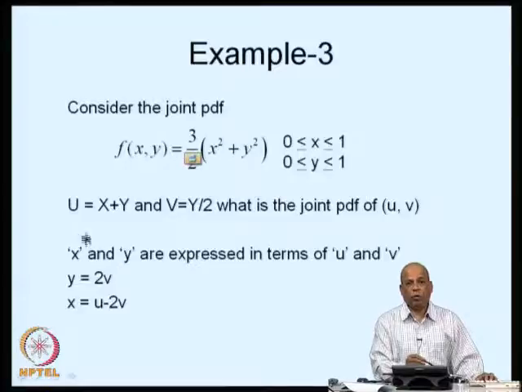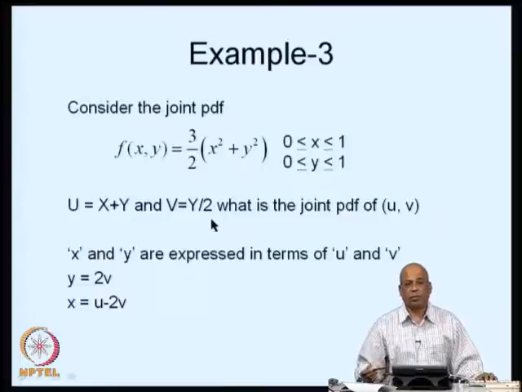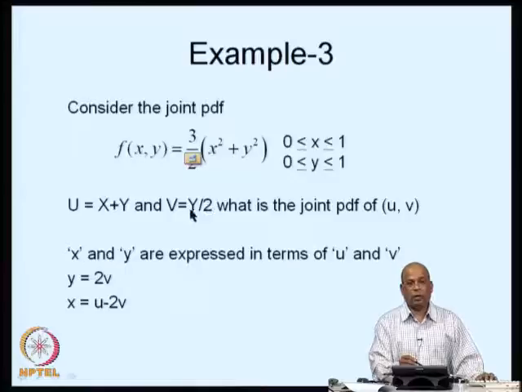Remember here both u and v are functions of x and y, although v does not contain the x term, but in general u and v can be functions of x and y. So, first we will express x and y in terms of u and v. From here, v is equal to y by 2, so we write y is equal to 2v, and u is equal to x plus y, so we write x is equal to u minus 2v, because y is equal to 2v.